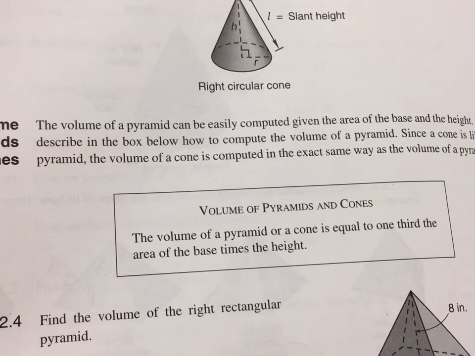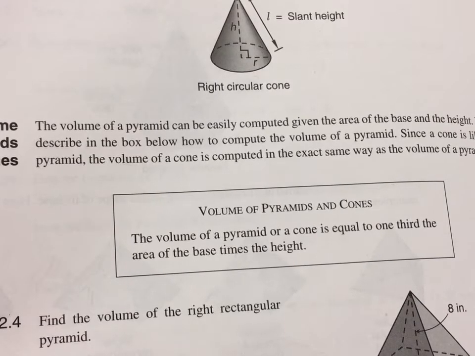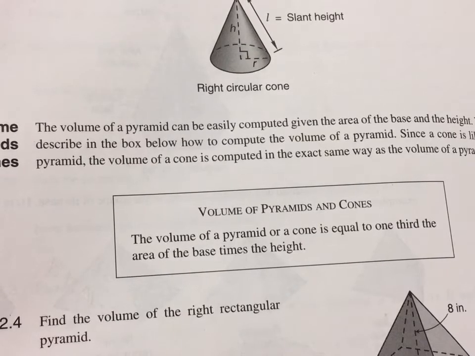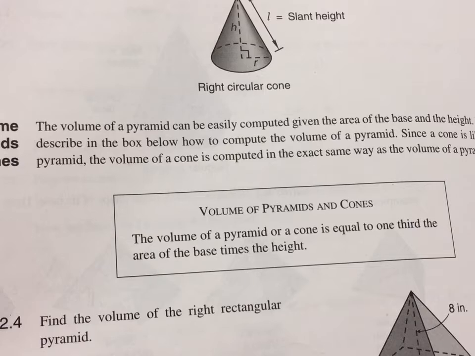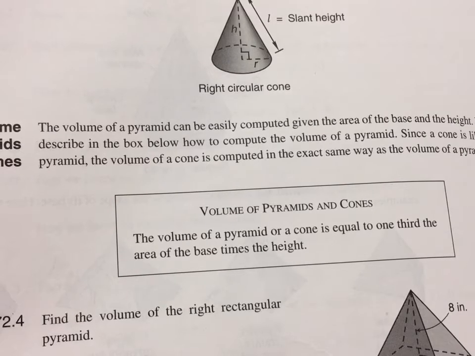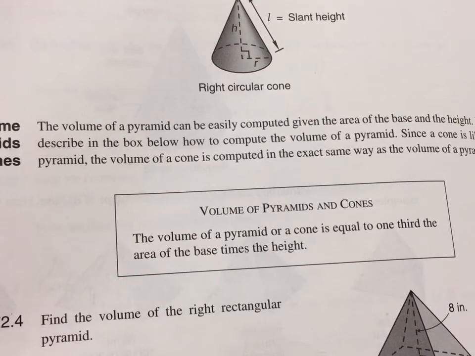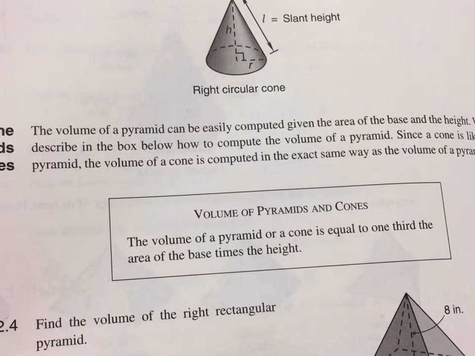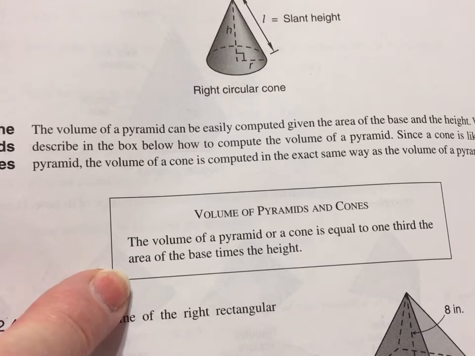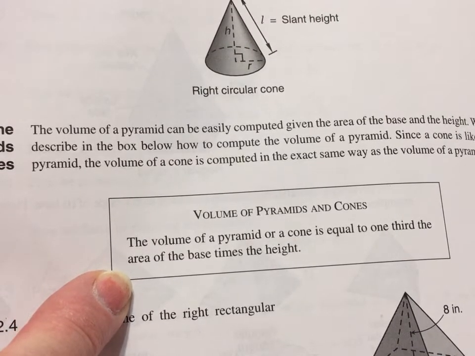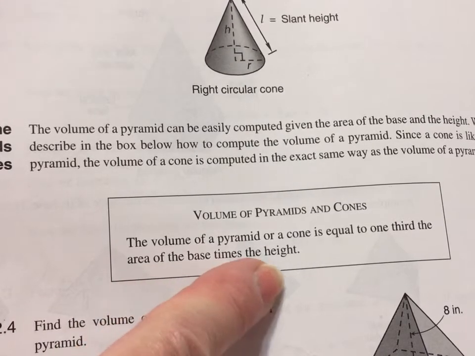The volume of a pyramid can be easily computed given the area of the base and the height. We describe in the box below how to compute the volume of a pyramid. Since a cone is like a pyramid, the volume of the cone is computed in exactly the same way as the volume of a pyramid. So we have one rule for both of them. Volume of pyramids and cones, right here. The volume of a pyramid or a cone is equal to 1/3 the area of the base times the height.